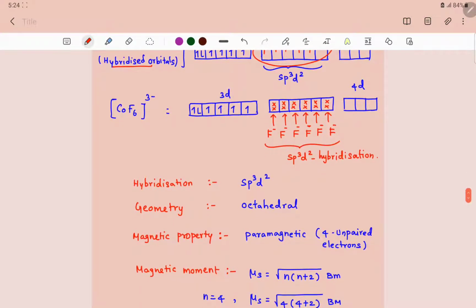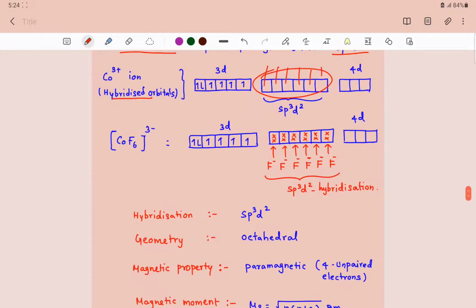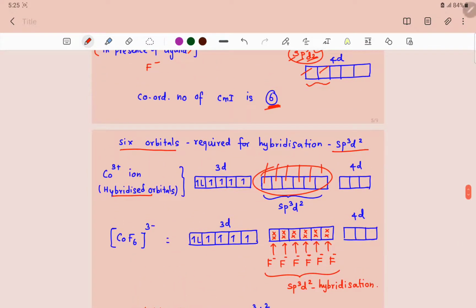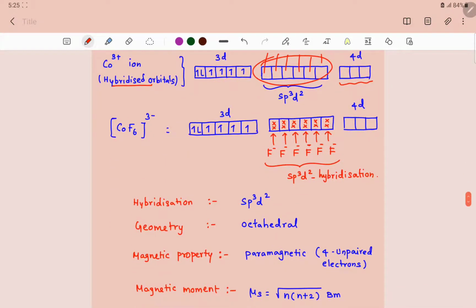Once the hybridization is over, the hybridized orbitals overlap with filled orbitals of the ligand. In the hybridization only the first 2 of the 4d orbitals take part; the remaining 3 orbitals are not used in hybridization. Next, in complex formation, the sp3d2 hybridized orbitals overlap with the filled orbitals of the ligand, so that each fluoride ligand shares a pair of electrons with an sp3d2 hybridized orbital, and the [CoF6]3- complex is formed.